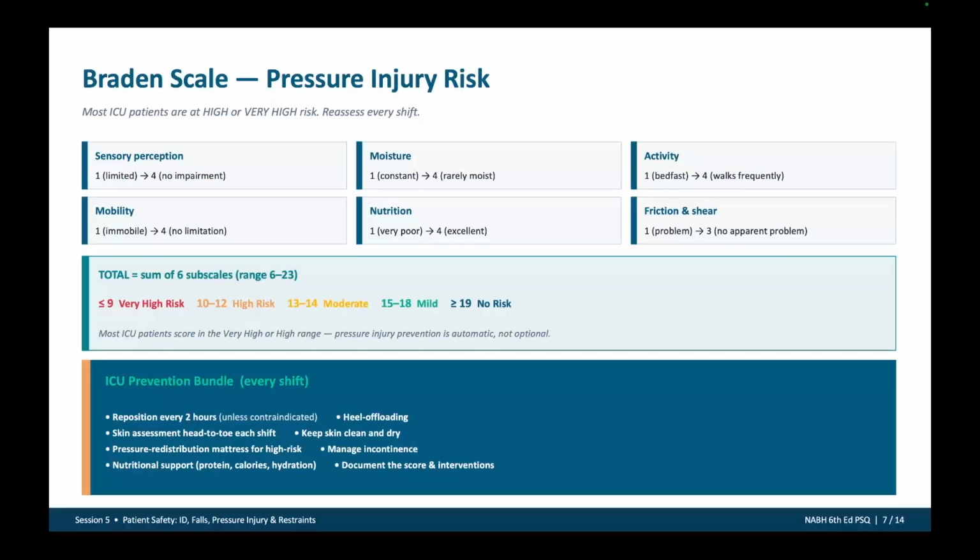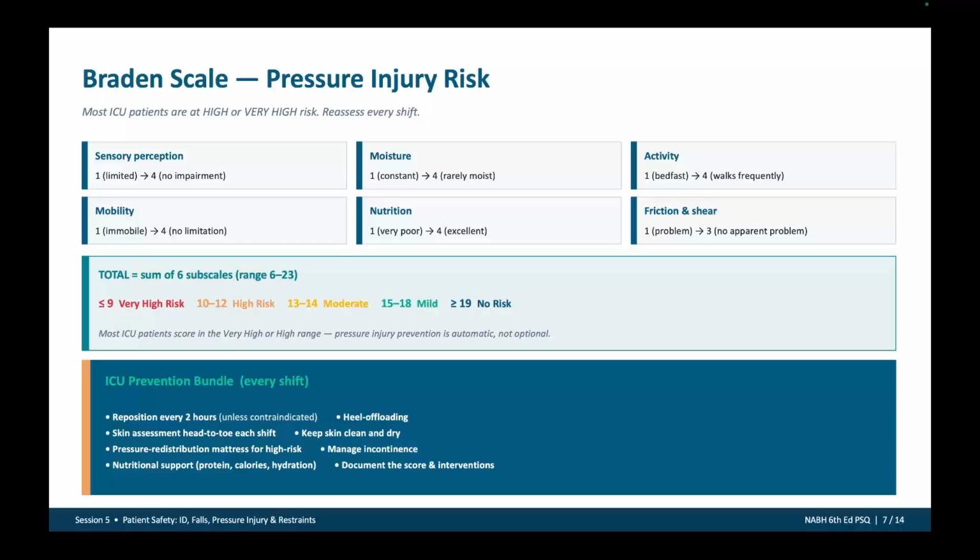Braden scale. The pressure injury risk. Most ICU patients are at high or very high risk. Reassess every shift. Sensory perception, moisture level, activity, mobility, nutrition, and friction and shear are assessed between 1 to 4, except for friction and shear, which is between 1 to 3, as discussed in this slide.